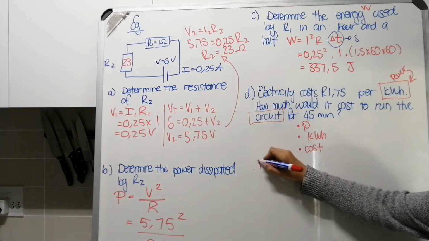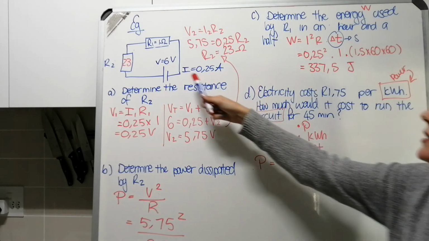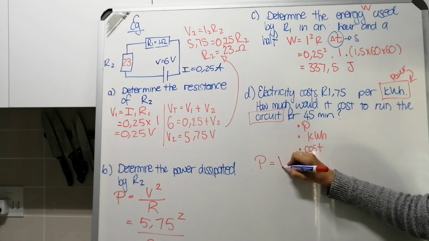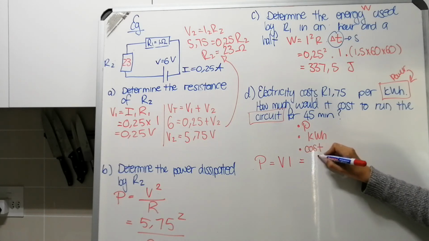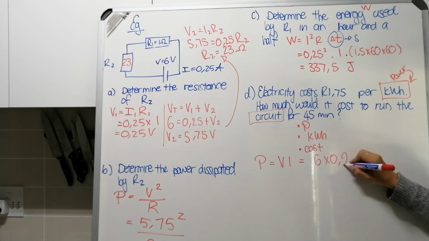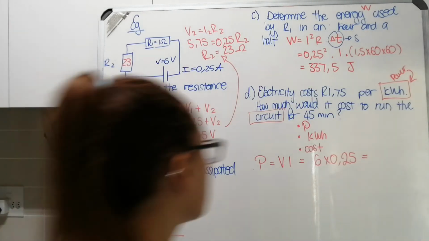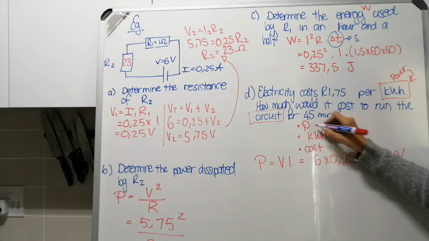So starting with power. The power of my whole circuit, what do I know? I know the total potential and I know the total current. So we can use the easy one. P equals V times I. So P equals 6 times 0.25, so it's a quarter of 6, which is 1.5. Let me just double check. 1.5 watts. So that's step 1 done.